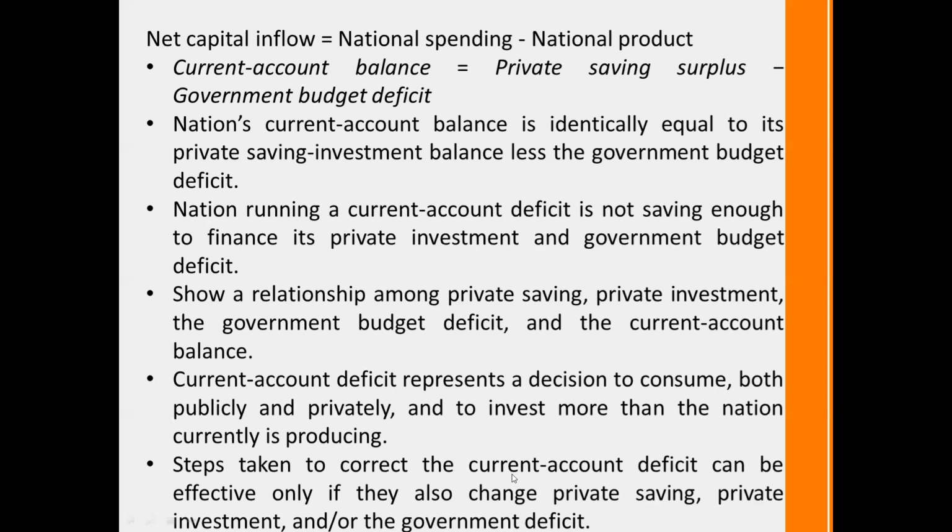So if you want to correct the current account deficit, it can only be effective if you can change private saving. That means we have to encourage private saving as well as private investment, and try to control the government deficit. This is why economists are always telling that the government has to control its deficit in order to control the current account deficit. So that is the relationship between the government budget deficit and the current account balance.